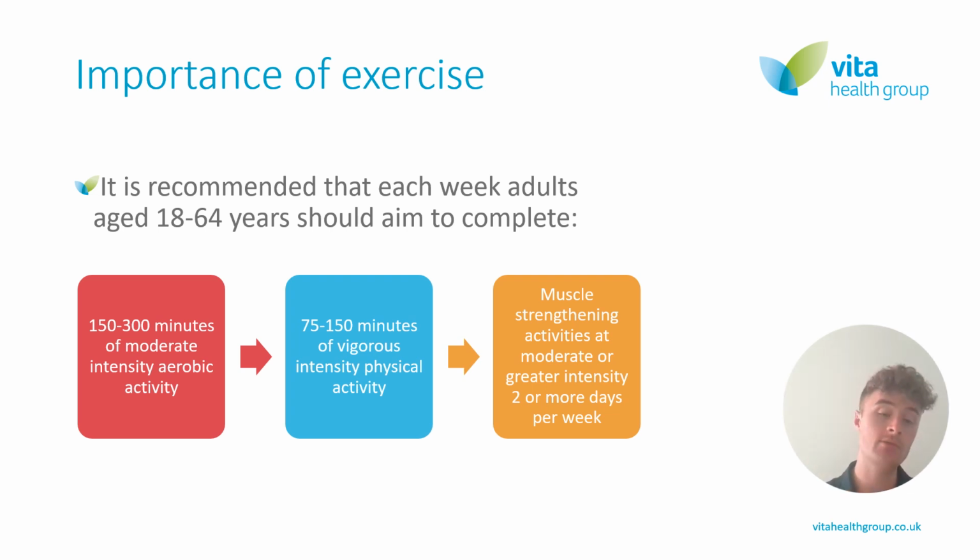If you don't have the time to do 150 to 300 minutes of moderate aerobic activity, if you go to the blue box, it shows 75 to 150 minutes of vigorous activity. And what does that mean? That means something which is done at a little bit more intensity. So let's say you're working moderately hard on a walk. If you go on a run, you'll be working vigorously. Again, split that 75 to 150 minutes up across the week.